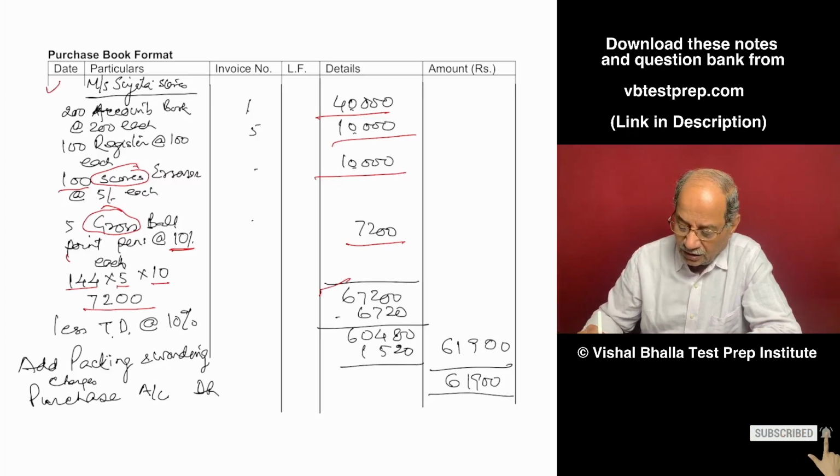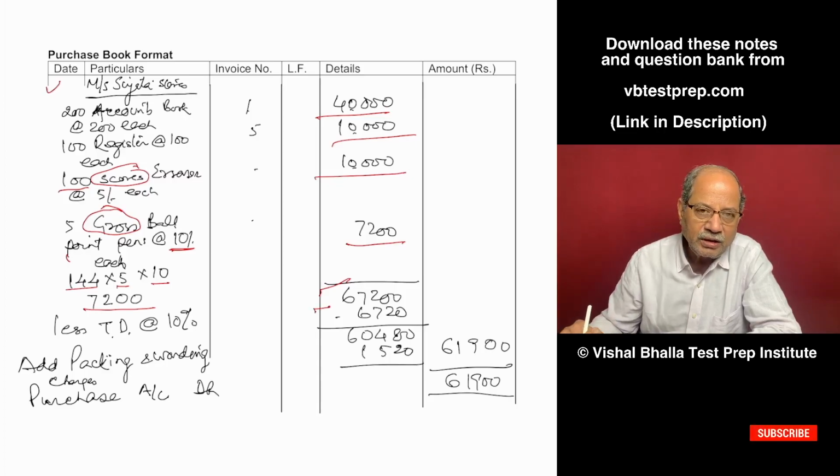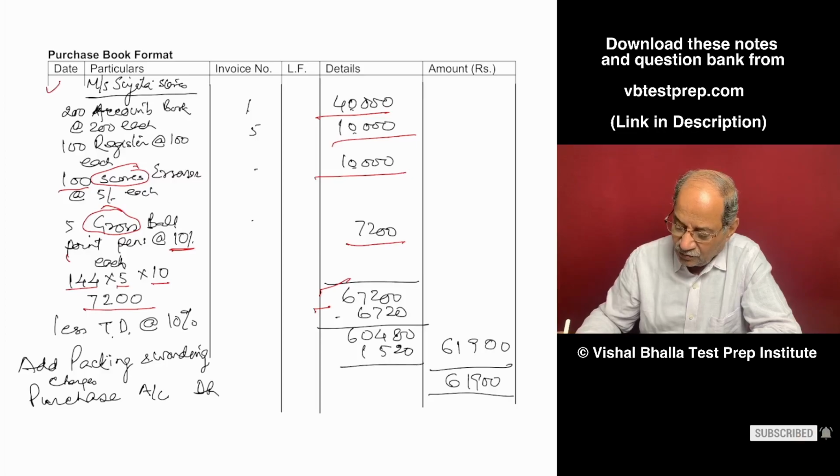Any trade discount allowed will be subtracted suitably. This is a book which shows the trade discount, whereas in journal we do not show the trade discount. Again and again I am just repeating all these things. So after subtraction the value is 60,480, and suppose some packing and forwarding charges are also applied on it. So that is, say for example, 1520, total is 61,900. This amount we have to pay to this person because we are purchasing it.